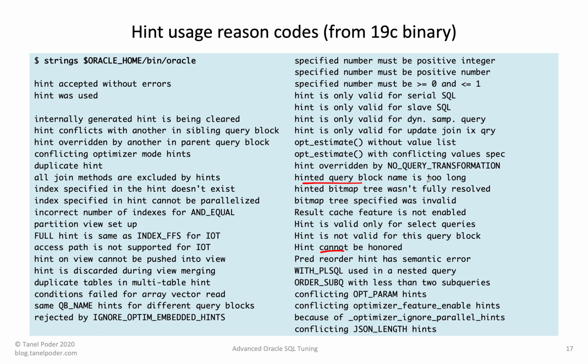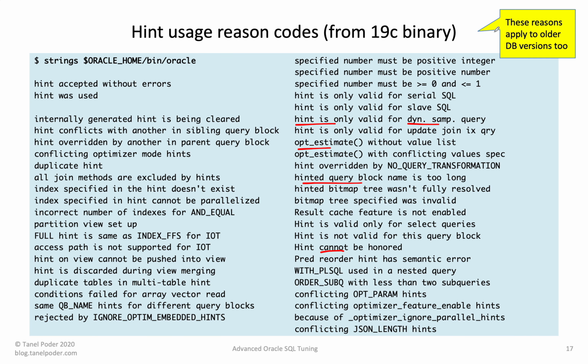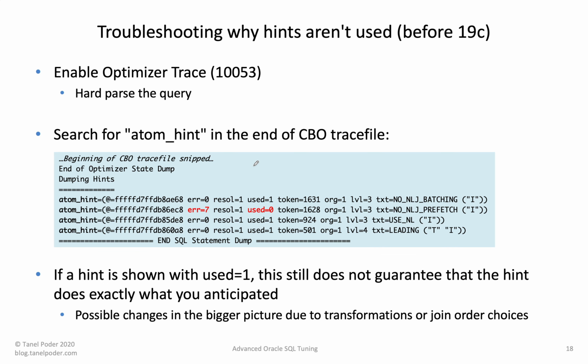Hinted query block name is too long, that's what we just saw. Or you use a hint with incorrect syntax. Or some hints are only valid for dynamic sampling queries and so on. That's pretty cool, you'll learn about Oracle's capabilities and limitations that way. And even though this is from 19c, these reasons mostly apply to older Oracle versions as well. Older versions just didn't have this logic in them to explain these reasons to us humans.